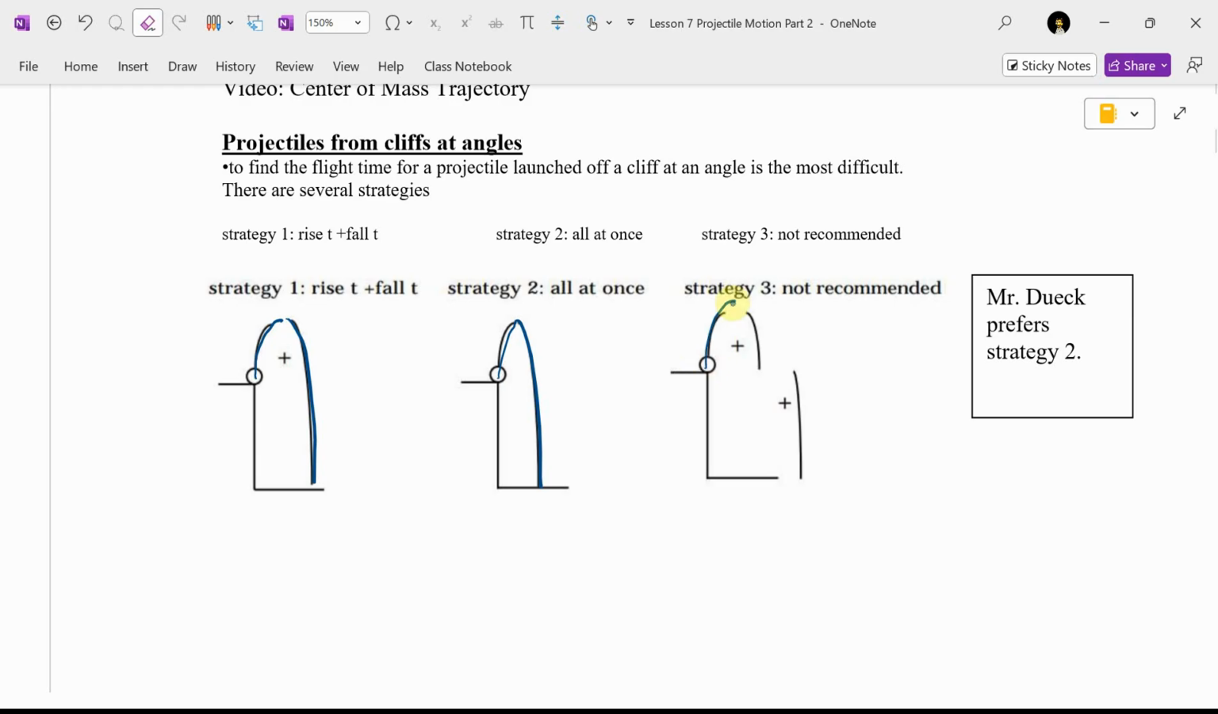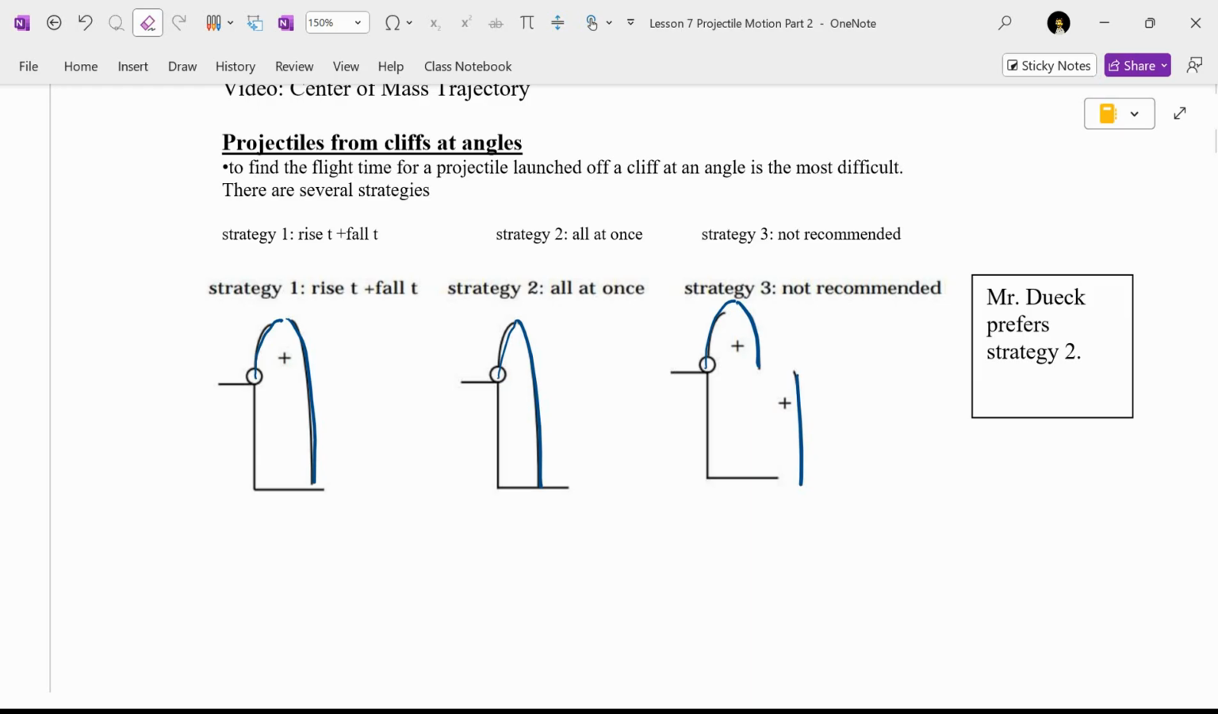Find the time to top by letting Vy final be 0. Double it to get the time back here. Let your Vy initial be negative Vy final. Let your Vy right here be negative Vy initial. Find the time to fall and add all three of these together. Not wild about it, but it works. Personally, I'd rather just do it all at once.